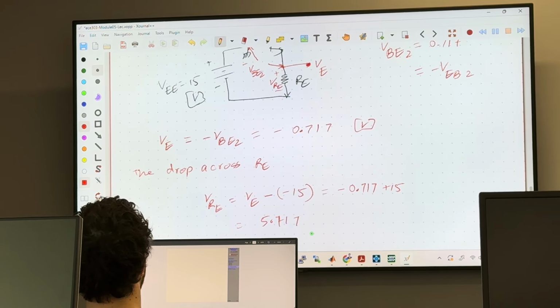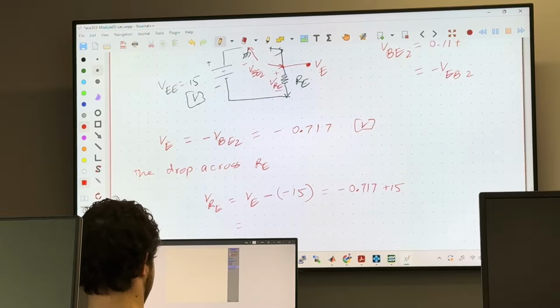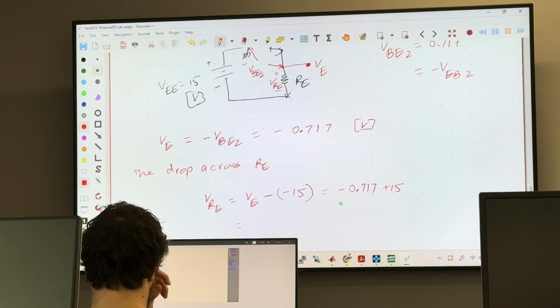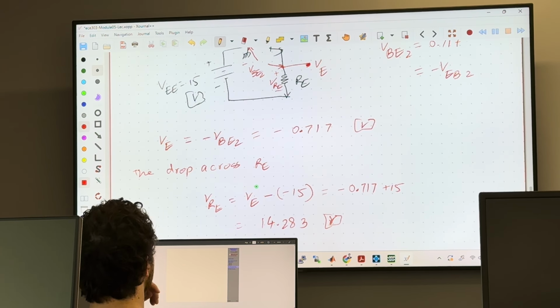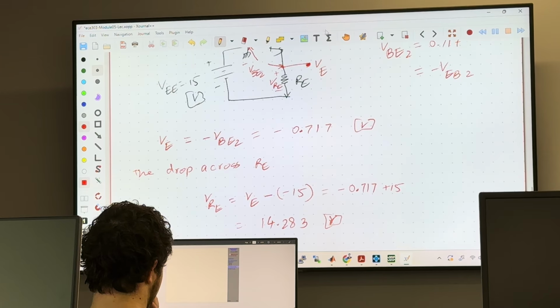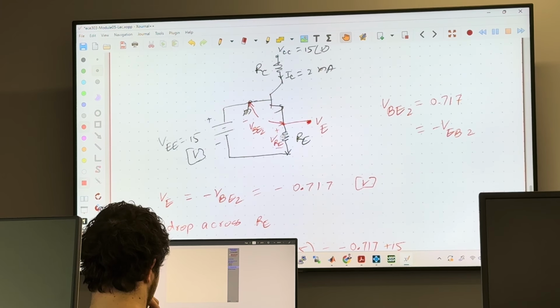Oh no, sorry, it's 14 point... How much is it, guys? 15 minus, is it? 14.283 volt. Yeah. So that's the voltage across RB. Now we found this voltage.